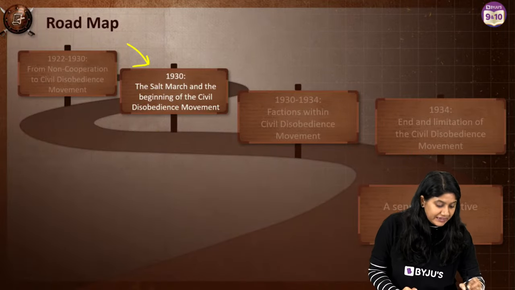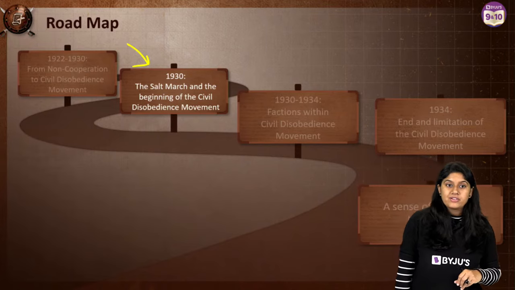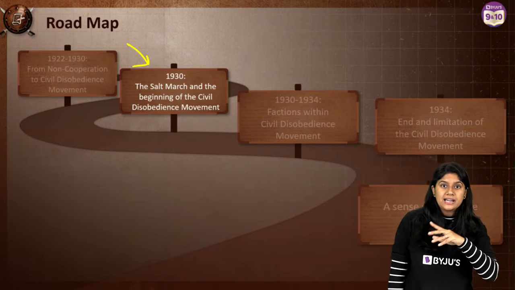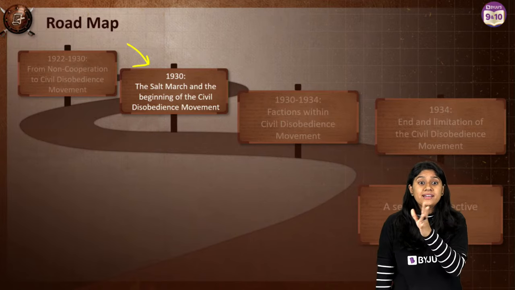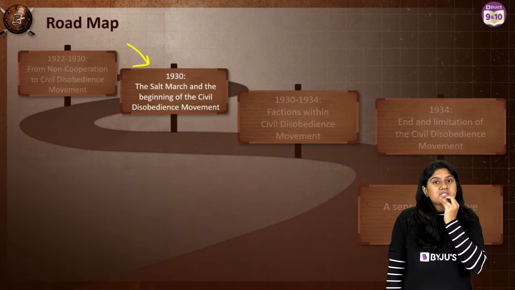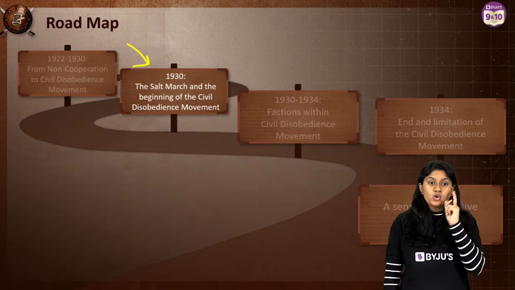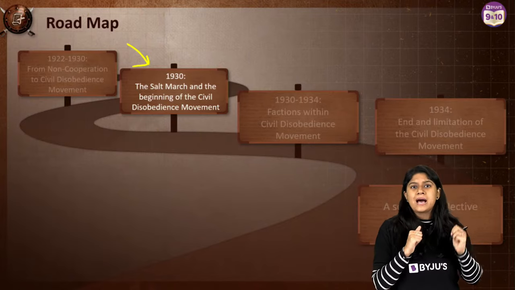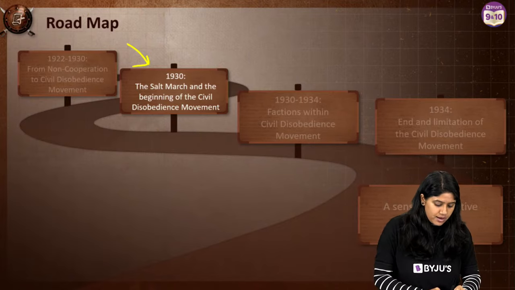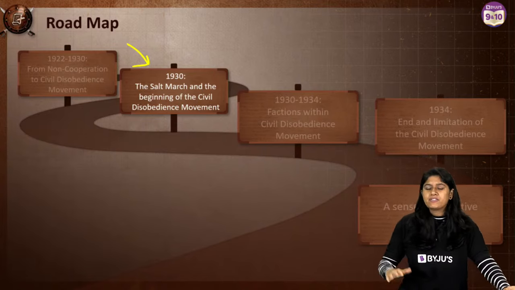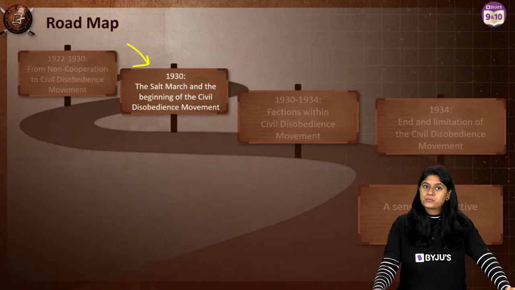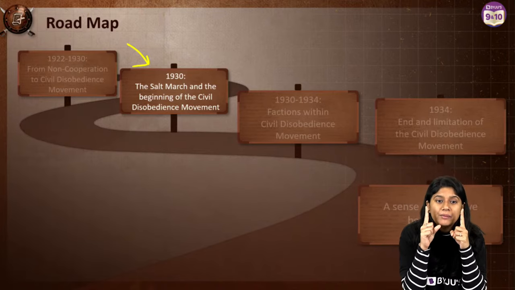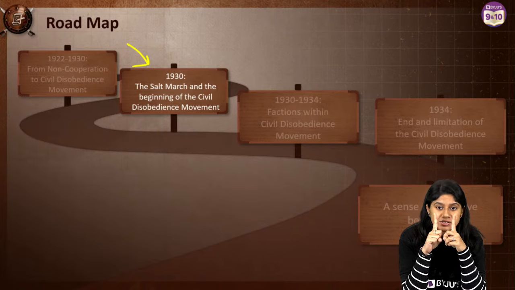What happened in 1930? Gandhiji realized that from 1922 to 1930, time had passed, so many things had happened, and still we didn't have freedom. The struggle was going on, but at that time Gandhiji realized we have to take some steps now. So he wrote a letter to Lord Irwin stating 11 demands. How many demands, everyone? 11 demands.